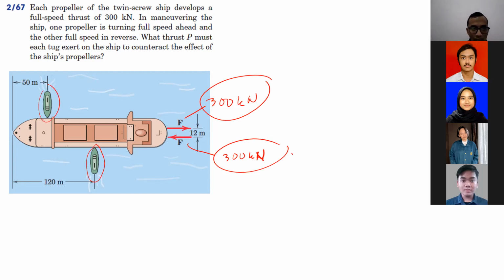And the question is, if there is a tugboat which is giving a pushing force to the main boat, what is the pushing force that each tugboat needs to exert on the main boat in order to make the main boat stationary?